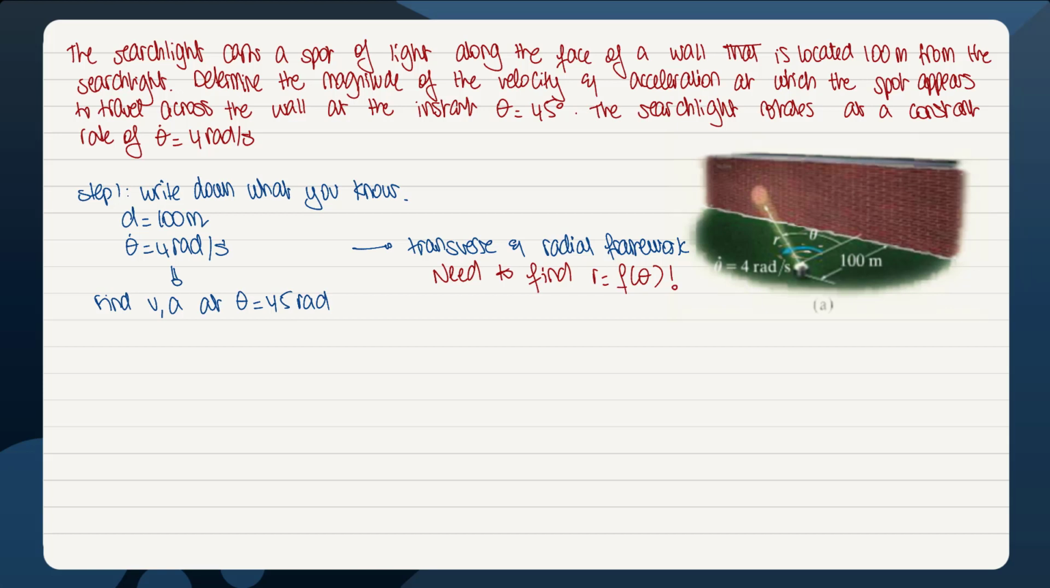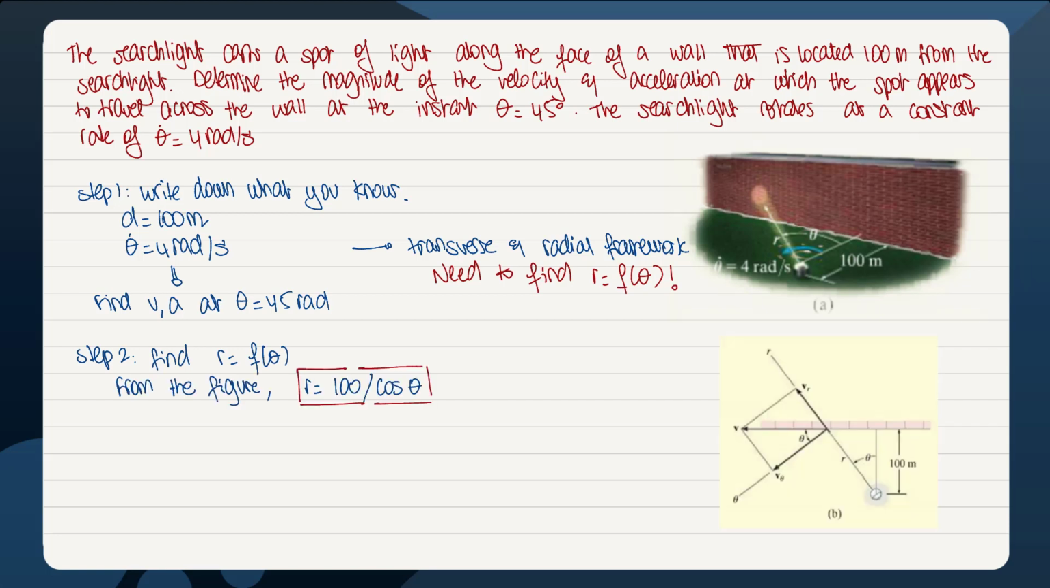To do that, let's move to step 2. From the figure and using simple trigonometry, one can note that r, which is the radial distance from the searchlight to the wall, is equal to 100, which is the vertical distance, divided by cosine theta. And theta is the angle between the ray of light and the vertical.